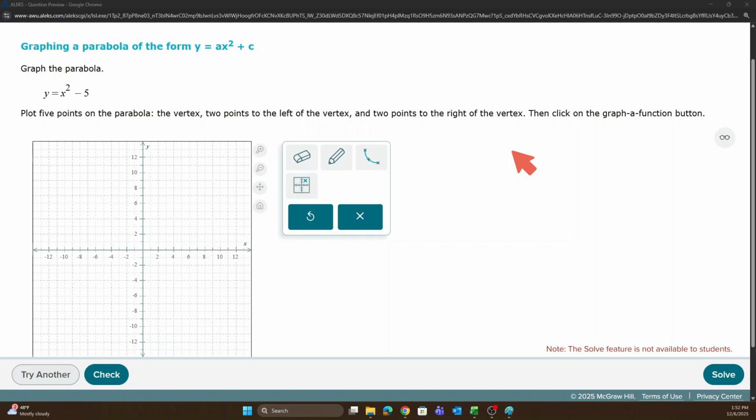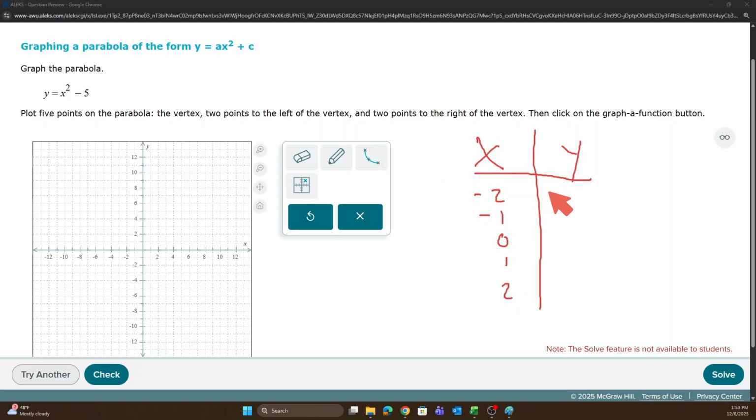Alright, on this last one, we're going to be graphing a parabola again. So we're going to start with our x and y. It wants 2 points on the left and 2 points on the right of the vertex. This is still going to be centered at 0, with x equals 0. So we're going to go ahead and just do -2, -1, 0, 1, 2.